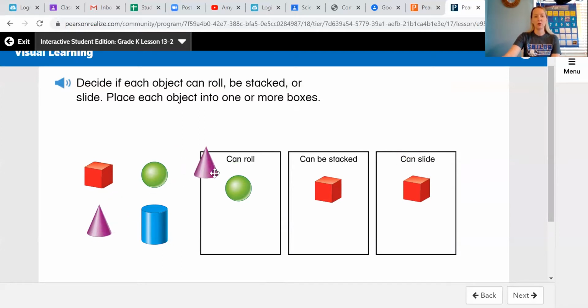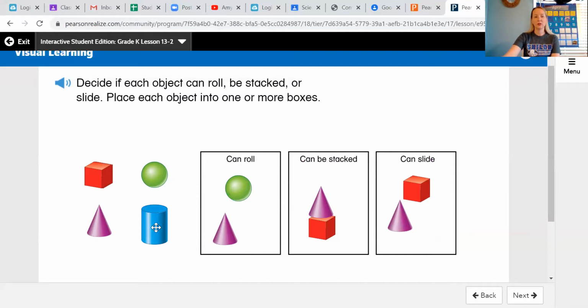Let's go here to this cone. Can a cone roll? It sure can because it has the curved edges around the body. Can it be stacked? Does it have a flat edge? It sure does. It has one flat edge, so it can be stacked on top of the cube. Okay, and can it slide? Can a cone slide? Does it have a flat edge? It sure does, so a cone can also slide.